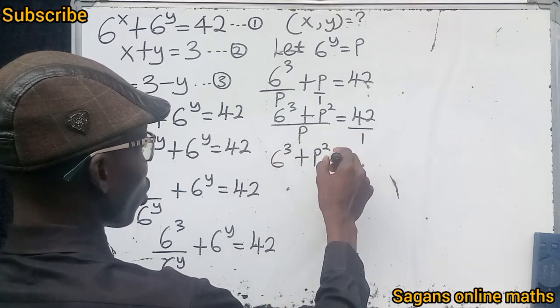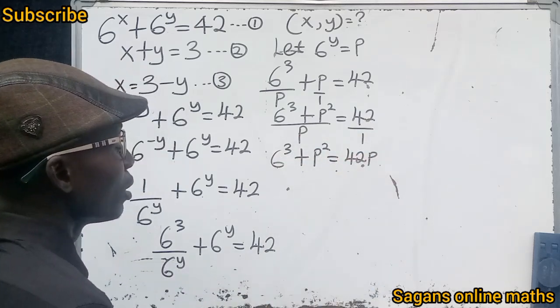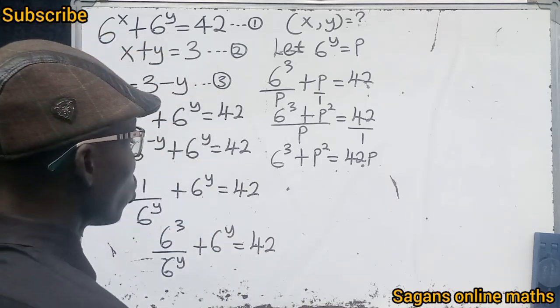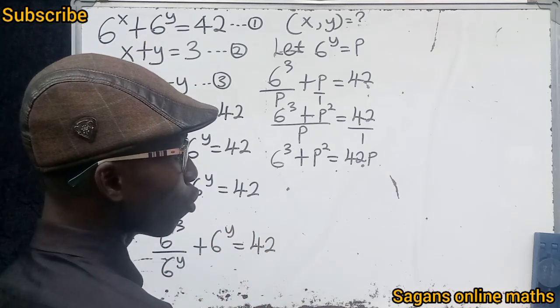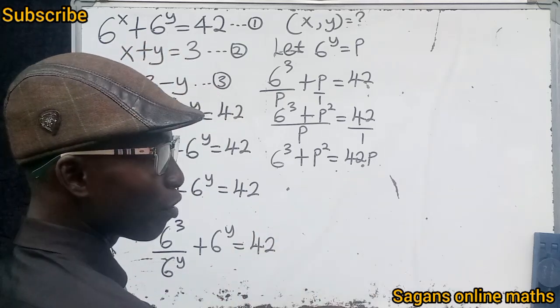Now p times this gives us what? Equals to 42p. Wow, this is interesting. You can see that we are getting to what? The quadratic equation, right? So let's put this in a well-known quadratic form. Now let's subtract 42p from both sides.